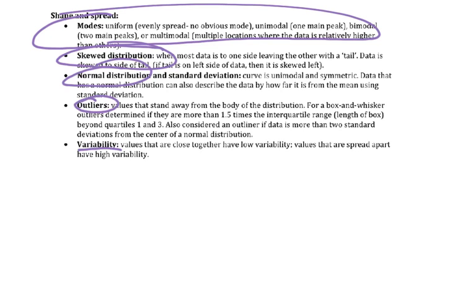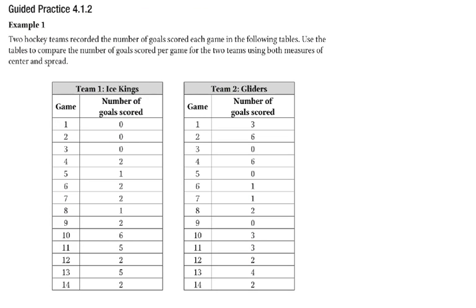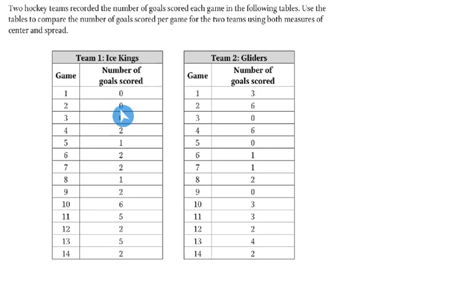And remember, we also have, talking about our measures of center, that we mainly use the mean and the median to talk about those. Okay? So, let's take a look at these examples. Alright, so, example 1. 2 hockey teams recorded the number of goals scored each game in the following tables. Use the tables to compare the number of goals scored per game for the two teams using both measures of center and spread. Okay? So, we've got our data here for each one.